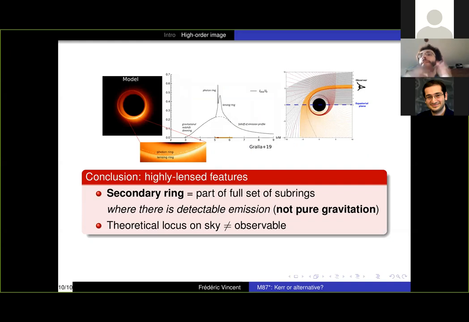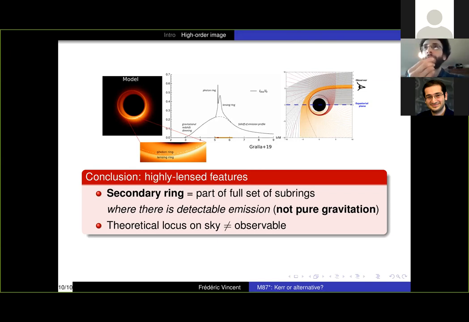I have introduced quite a lot of definitions. There was this highly lensed feature, photon ring, lensing ring, a critical curve, and so on. It can seem to you that, oh, okay, it's just one more word. It makes it even less understandable. I don't think so.